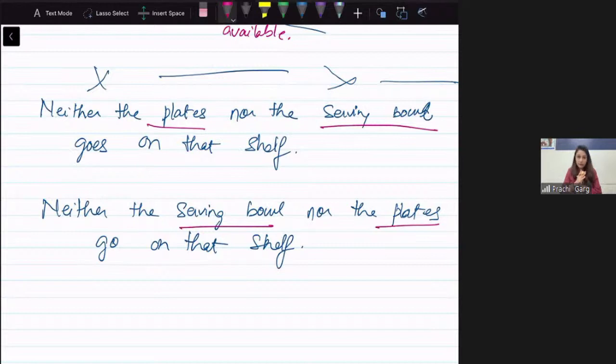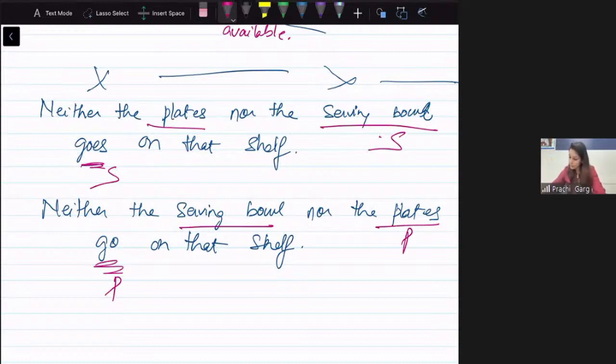Clear? Okay. So now, if you see, the verbs are different. In the first one, I have used a singular verb. In the next one, I have used a plural verb. Why? Because I will be following the subject which is closest to the verb. In the first sentence, the subject closest to the verb is singular, so I have used a singular verb. In the next sentence, the subject closest to the verb is plural, so I have used plural. Am I clear, guys? This was easy.